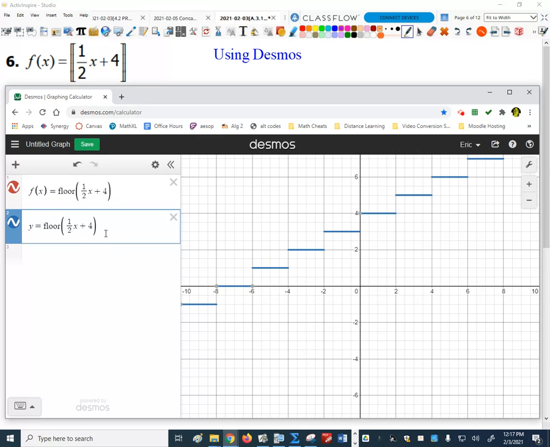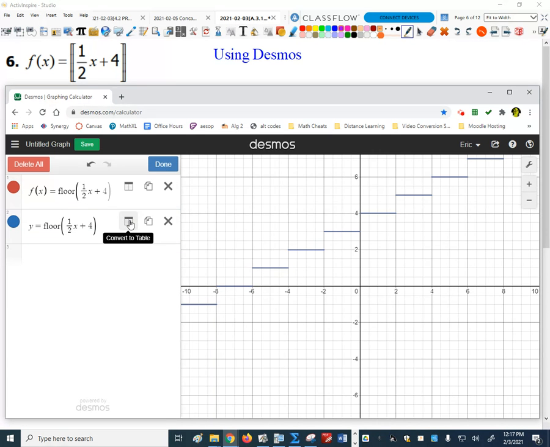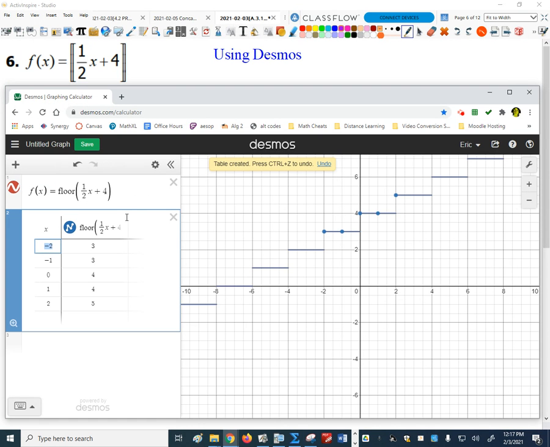Only I don't want to graph the whole function. I want to make a table out of it. So if I go up and hit the gear for the edit list, I have the option down here of converting it to a table. So let's do that. If I convert it to a table, now it's only going to be inputting the values of x from the table.